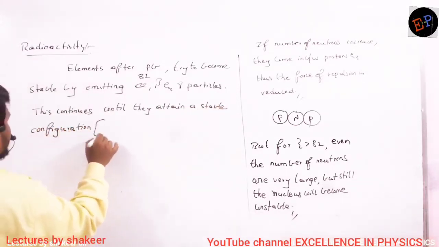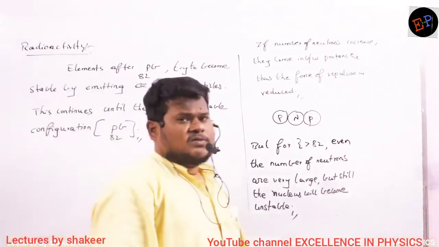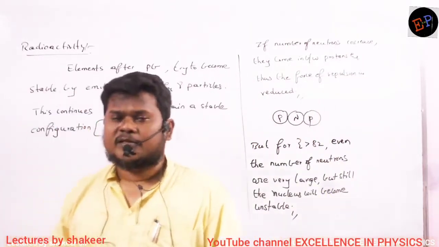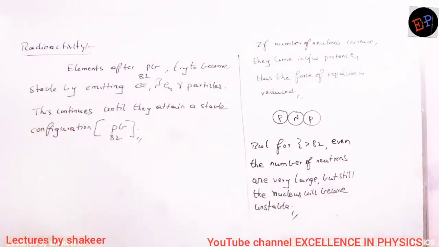And what is the stable configuration? Definitely plumbum 82 is the stable configuration. Okay, ma? So any radioactive element, why is it emitting alpha, beta and gamma radiations? It is emitting these radiations only to become stable. That's it. Okay. So therefore, for example, if you take uranium 92-238, what is the meaning of uranium 92-238?